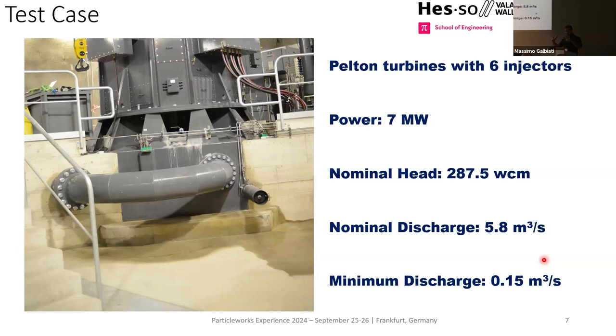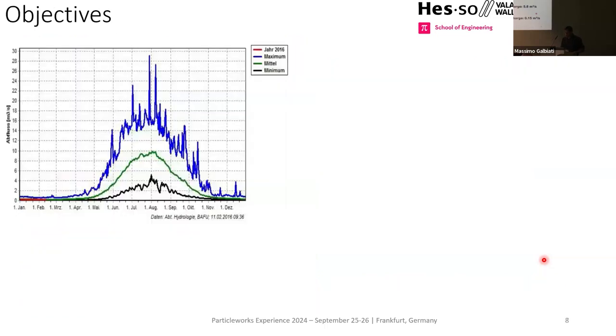To adjust the discharge, as we have 6 injectors, we can close 5 of them and use only 1. That is why there are 6 injectors: to have a larger operating range, or larger discharge range, available. Why we want such a large operating range is because this power plant is located not so far from the source of the Rhone River in Switzerland, and this is the flow rate of the discharge at the intake of the power plant over the years.